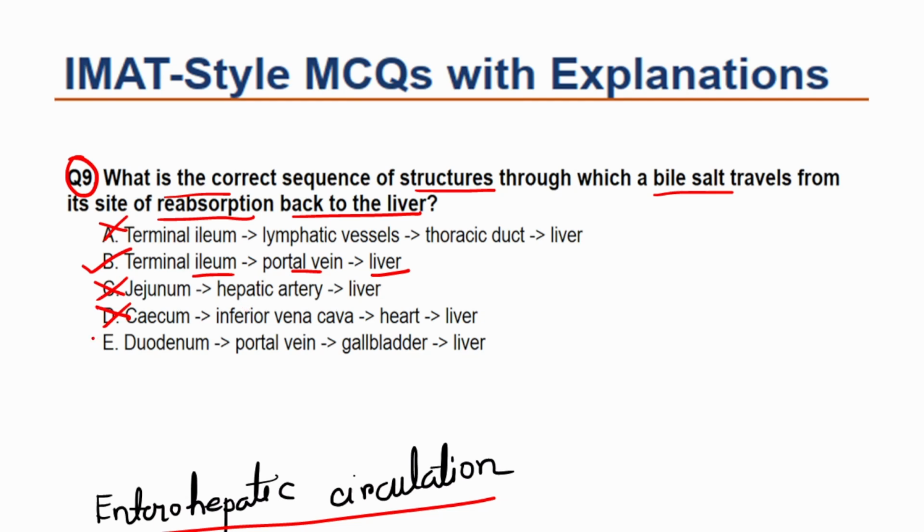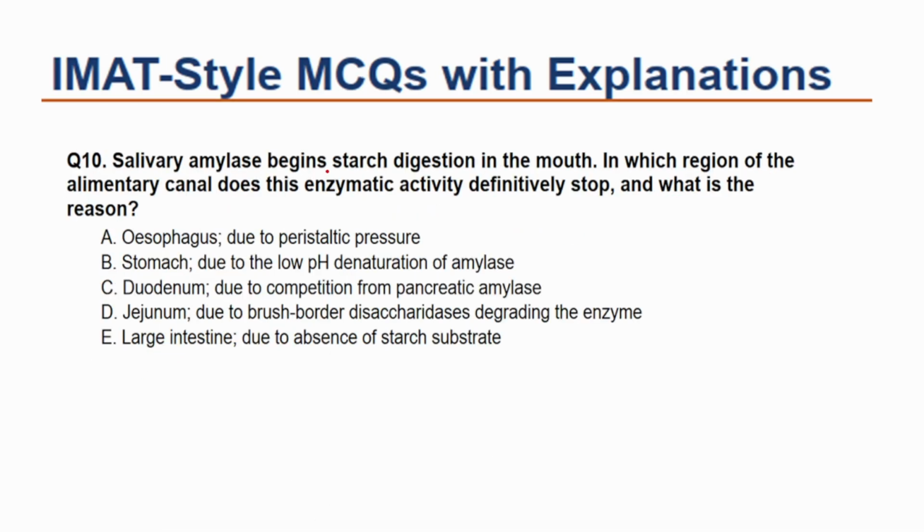liver processing. Option E is incorrect because the duodenum represents the initial site of the bile entry into the lumen, not its site of reabsorption, and returning fluids flow directly to the liver parenchyma before any subsequent restorage in the gallbladder.